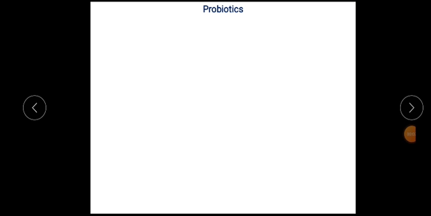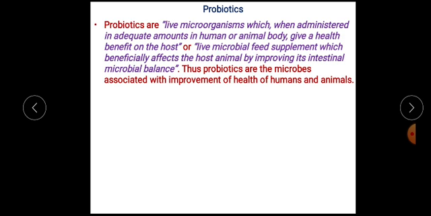The next area in which the microorganisms are used is probiotic. Let us see the definition of probiotic. This topic is particularly related to our earlier lecture in which we have studied the beneficial role of normal flora organisms in human body. So normal flora means the microbes which are normally present in our body and which has a beneficial effect. Probiotic is also related to that.